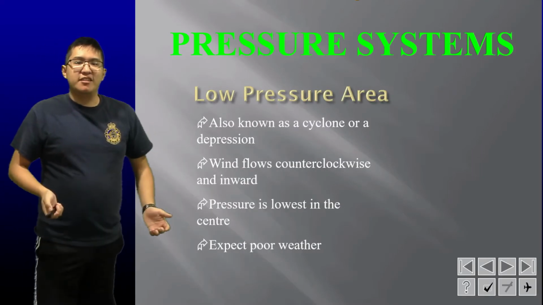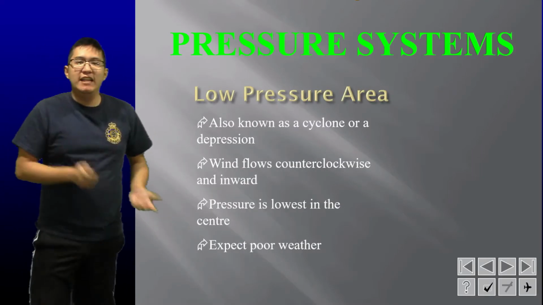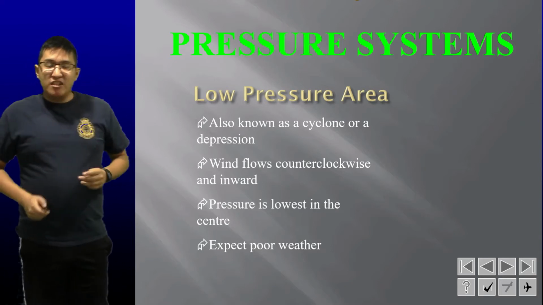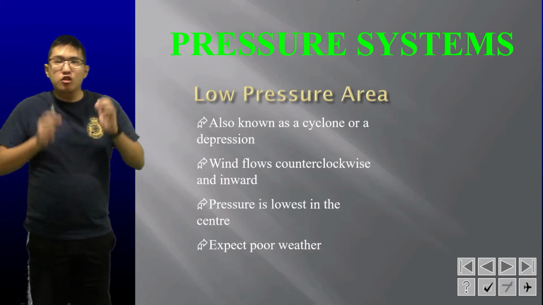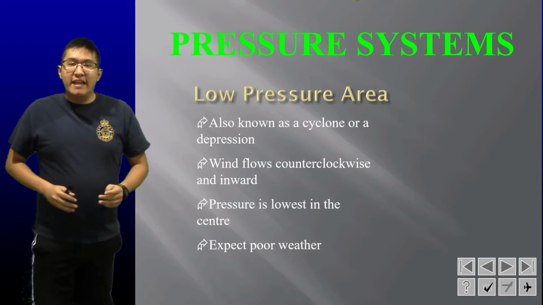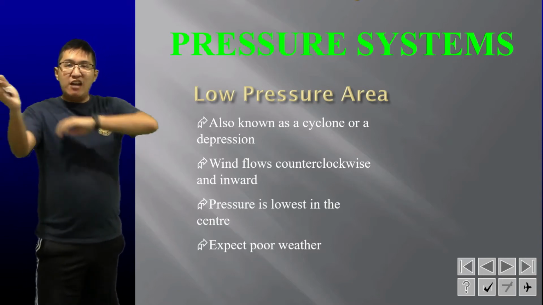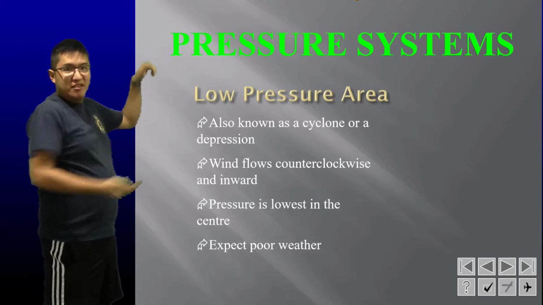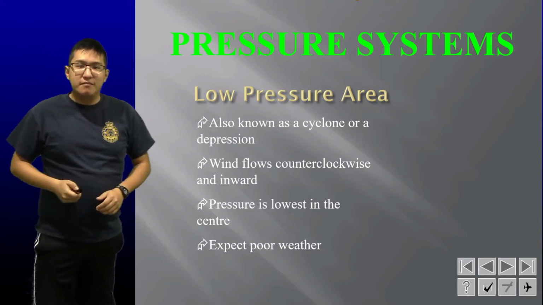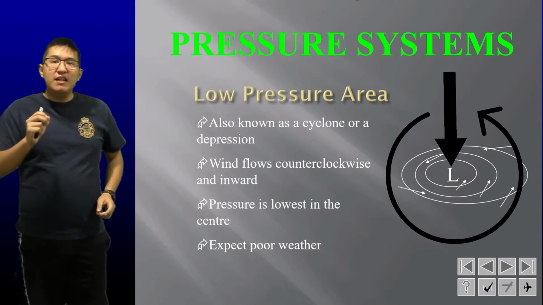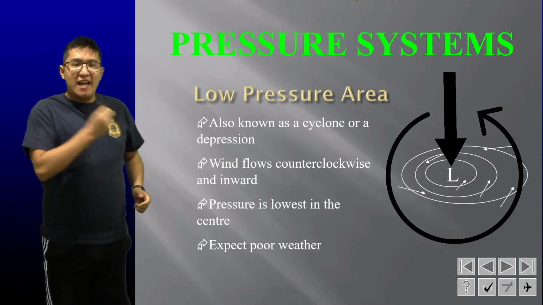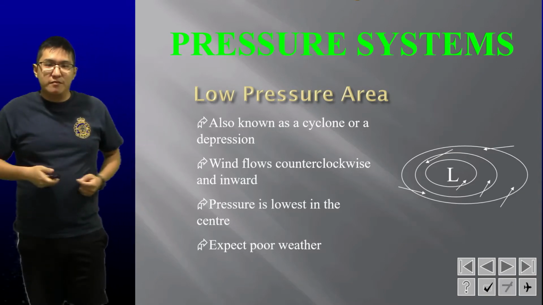Alright, so pressure systems. First we have what we call a low pressure area. This is also known as a cyclone or a depression. So what happens in this system then is the wind flows counterclockwise and inward to the center of the pressure system, as you can see right there. The pressure here is lowest at the center of the whole system.